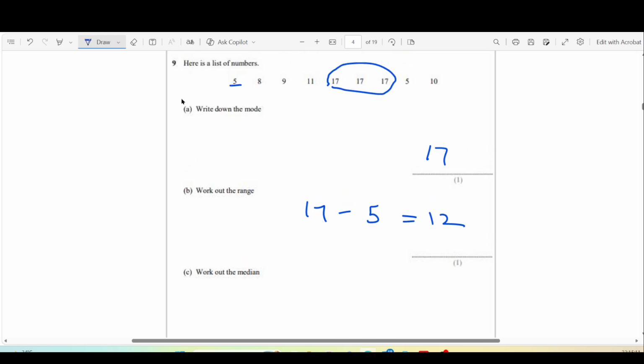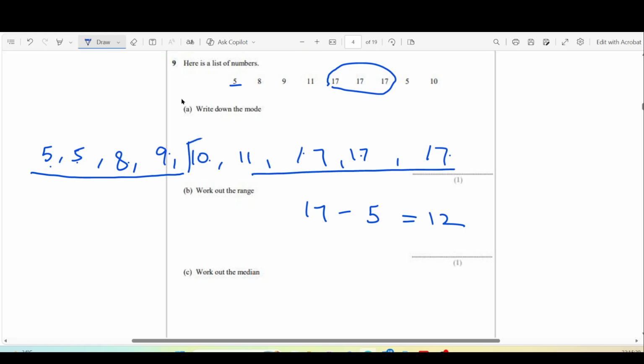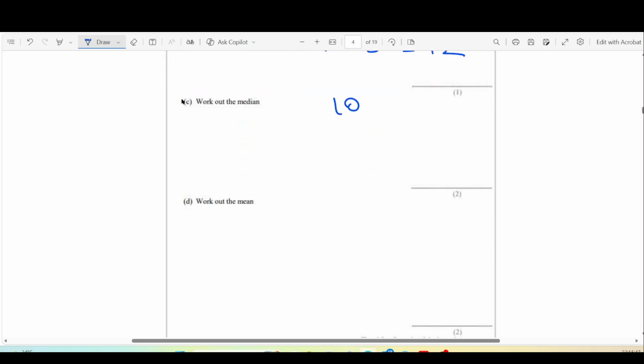So if we arrange them in an ordered list, smallest to largest, we get 5, then again 5, then 8, then 9, then 10, 11, and then 17 three times, so I'm including this also. Now if you see 1 2 3 4 5 6 7 8 9, we have 9 numbers. So if I leave this side 4 and this side 4, I get this number which is in the middle. So my median is 10. If there are two numbers in the middle, you need to add them and divide by 2 to get the median.